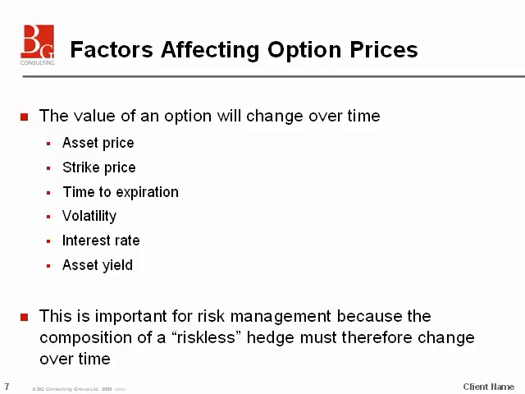A similar relationship is observable for asset yields and dividends. Dividends, for example, have the effect of reducing the stock price on the ex-dividend date, which is clearly bad news for the value of the call options and good for the value of the put options. Therefore, the value of a call option is negatively related to the size of any anticipated dividends, while the value of a put option is positively related to the size of any anticipated dividends.